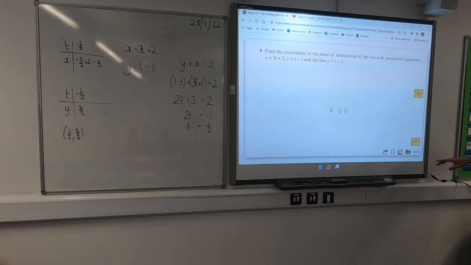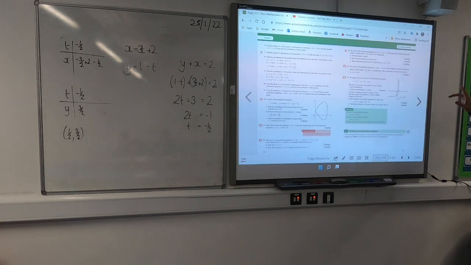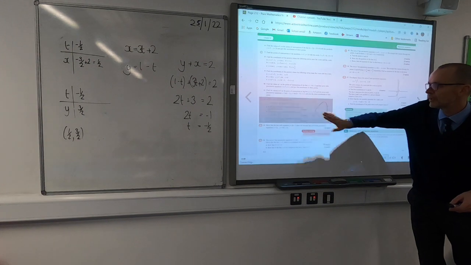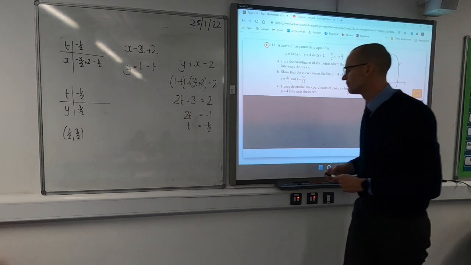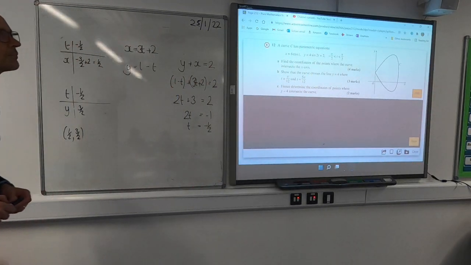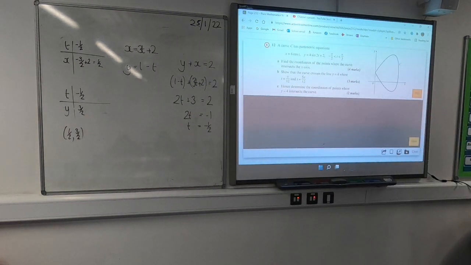So I'd like to go through a couple more examples of this. The first one is question 12 on page 212. Now, I have to say, I don't like the way they do this question when you look at the answers, so we're going to do a modified version of this question, all right?